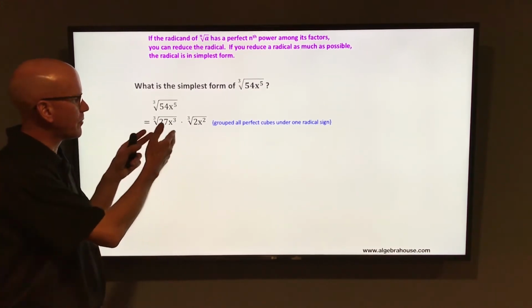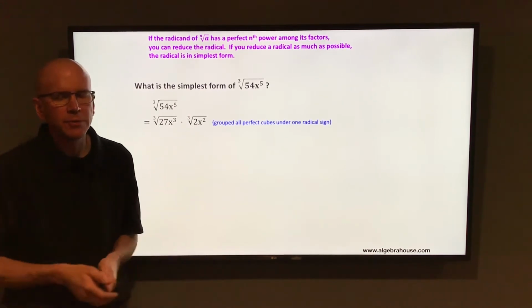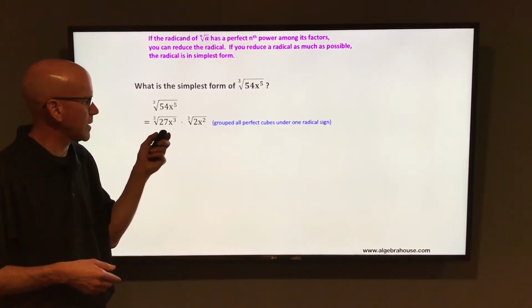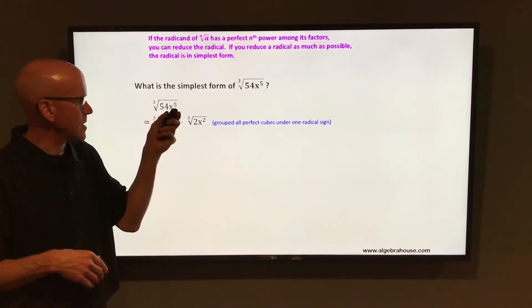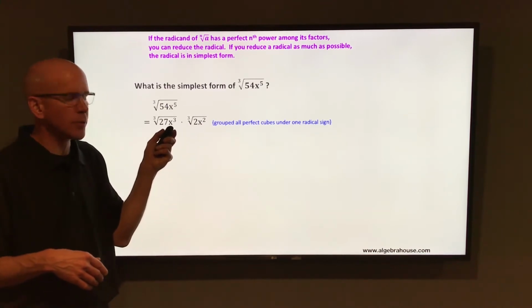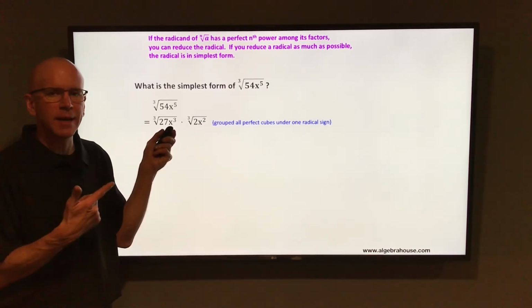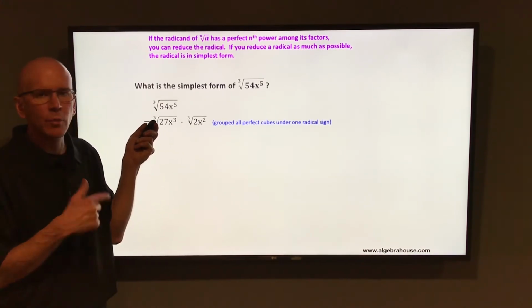So we're putting all the perfect cubes together under one cube root sign, everything else under the other cube root sign. So again, the 54, we split that into 27 and 2 because 27 is a perfect cube. Then the x to the fifth, split that into x to the third and x squared because x to the third is a perfect cube. The reason that x to the third is a perfect cube is because the 3 is divisible by the root of 3.